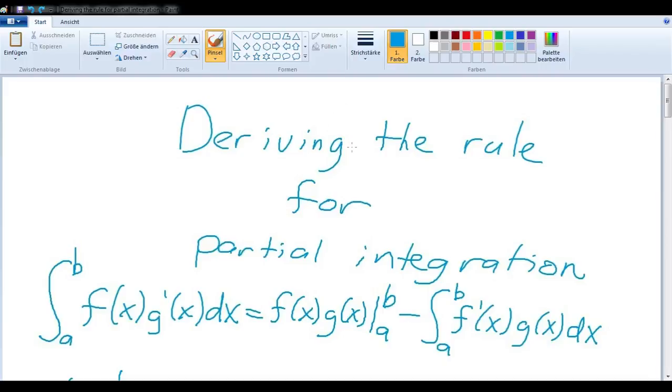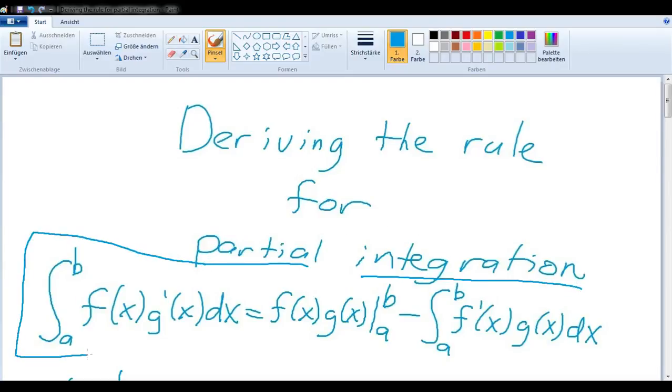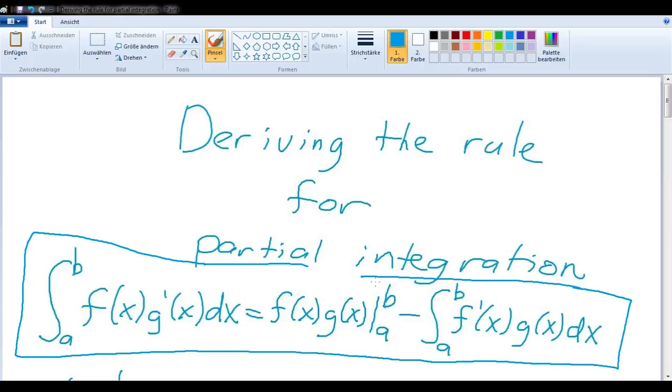In this video, we want to derive the rule for partial integration, also known as integration by parts. In other words, we want to remember this long and perhaps complicated looking rule, and even if we think we already remember it, we want to at least be able to come up with it by ourselves so that we know we are indeed remembering it correctly.